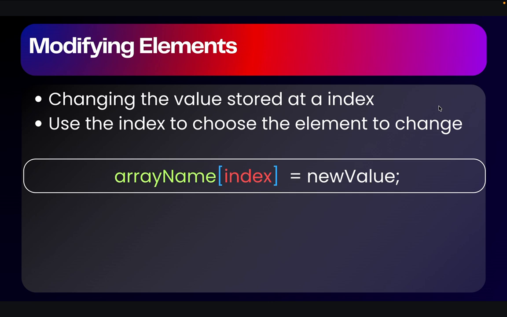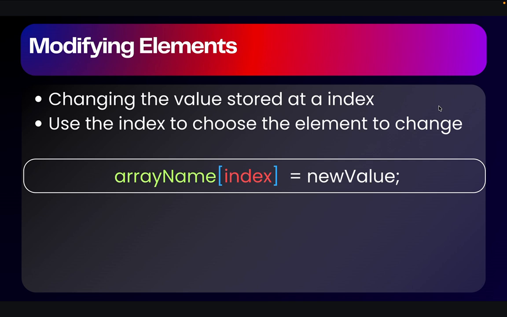Now, let's say there's a case where you want to modify your elements. This is just pretty much changing the value of it. Again, what you would do is use the index and just assign it a new value. So very much similar to accessing it. The only other thing is we're adding the assignment operator and the new value to it after that, followed by our semicolon, of course.